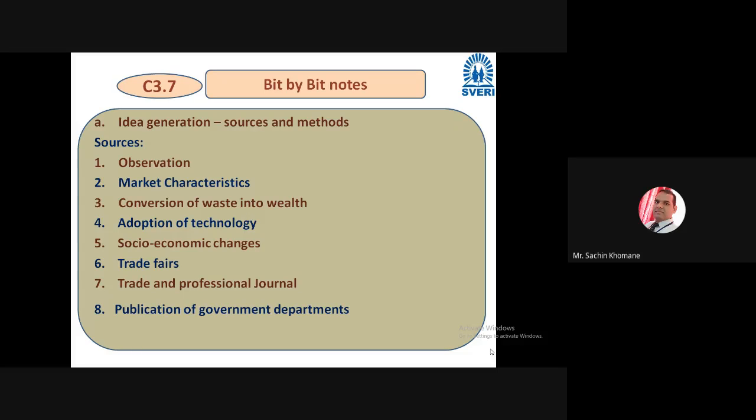Then trade and professional journals. Friends, especially in our college there is one magazine, Udyojak, a Marathi magazine. Like that there are n numbers of journals, and nowadays digital or soft copy journals are also available. You just have to pay for that. In our library, I don't know how many of you have visited or read that particular book called Udyojak.